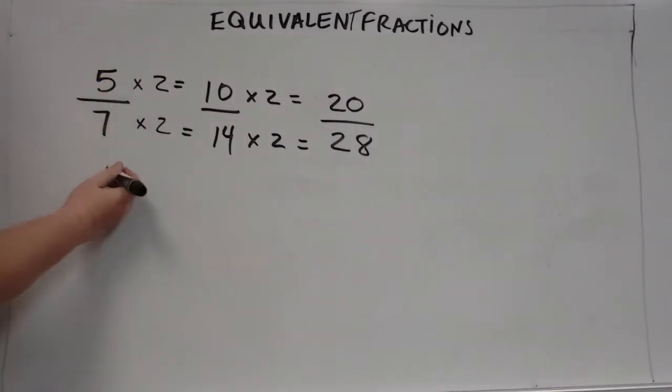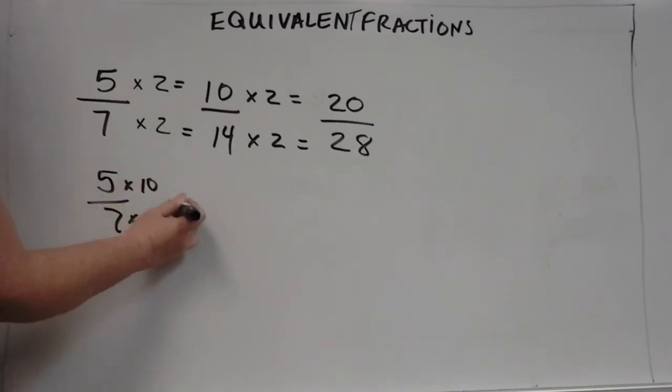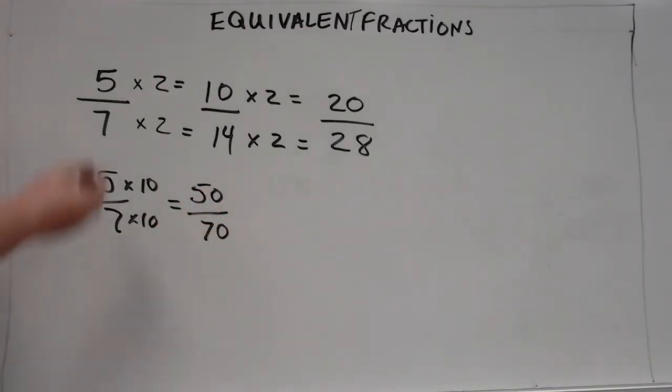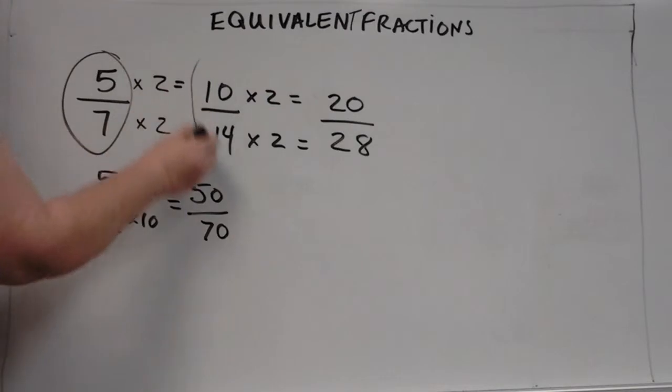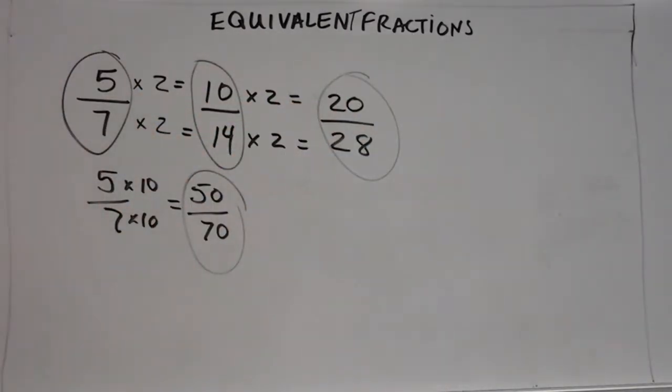What about multiplying by a different number? Like 10. That's 50/70ths. Equivalent fractions. This and this and this and this are all really the same number. They're all equivalent. If you reduced them, you'd get 5/7, wouldn't you? That's one way to make equivalent fractions.